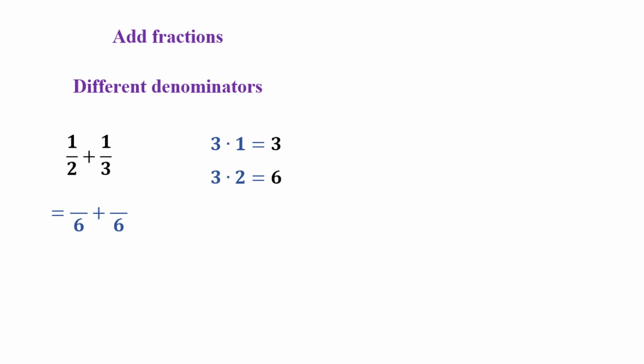In the fraction half, 2 to reach to 6, we multiply it with 3. So we multiply the numerator and the denominator with the same number 3. 3 times 1 is 3 and 3 times 2 is 6. So half becomes 3 sixths.